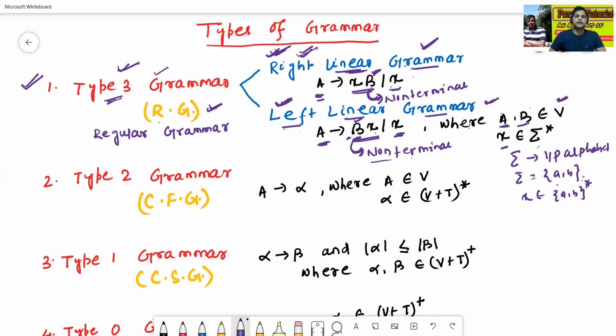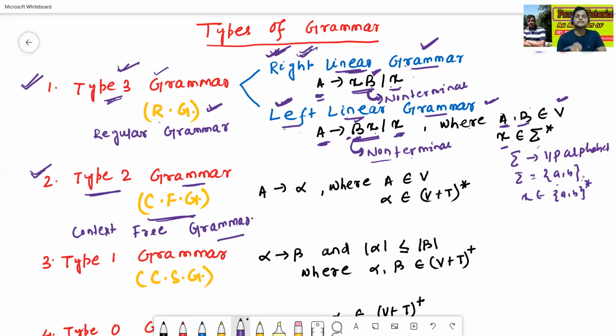Now we'll see the second type of grammar. The next type of grammar is called type 2 grammar. Type 2 grammar is called CFG. CFG means context free grammar.